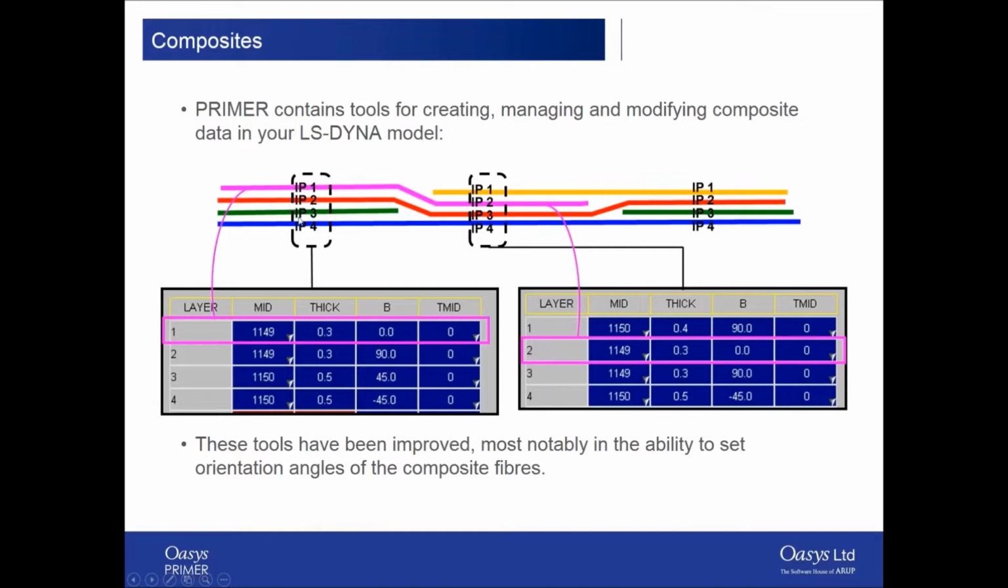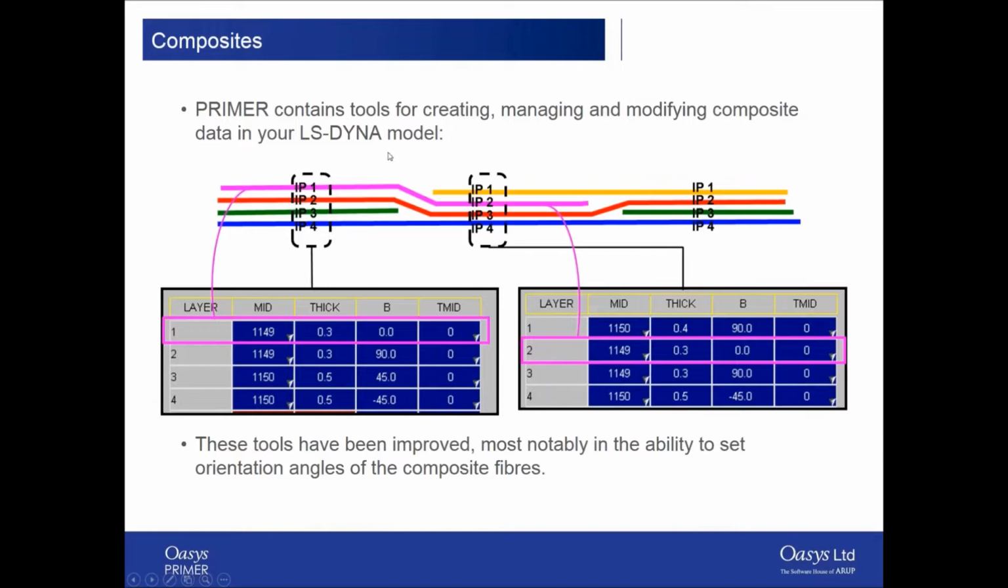Now, for the shell on the left-hand side, you can see the top pink ply. That would represent integration point one. So you'd have a material, a thickness, and a beta angle for integration point one here. But for its neighboring shell, the middle shell, you can see that ply is actually integration point two. And so you'd have the same material, thickness, and beta angle, but this time on the integration point two. And then for the third shell, that ply is not in there at all.